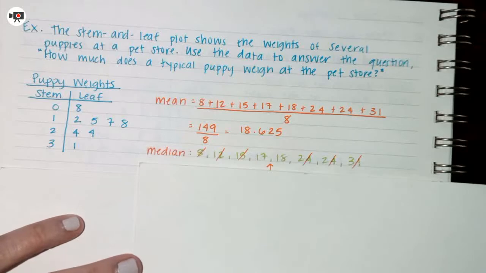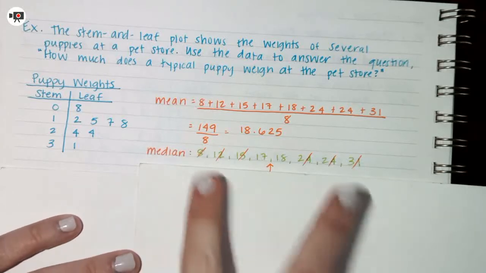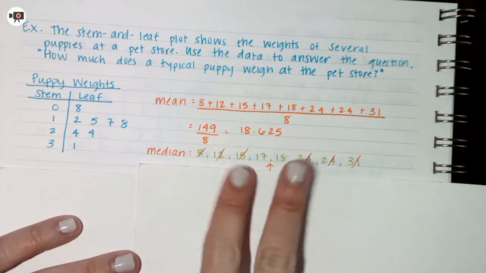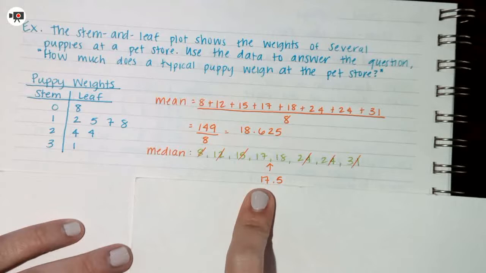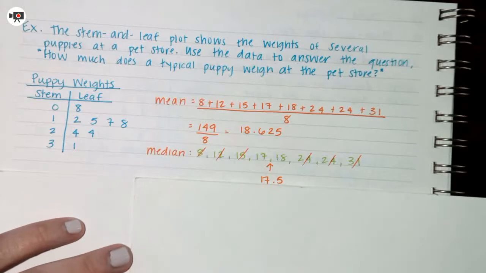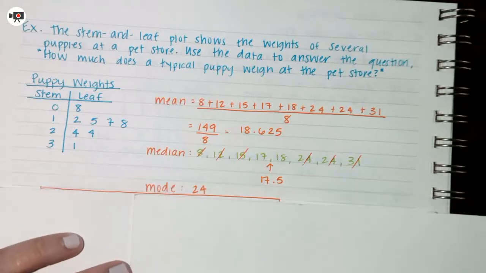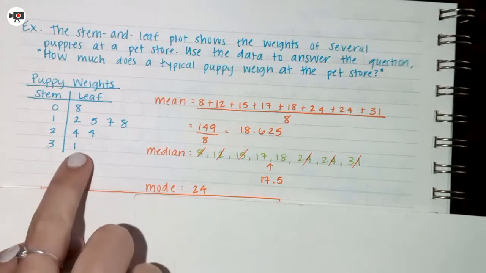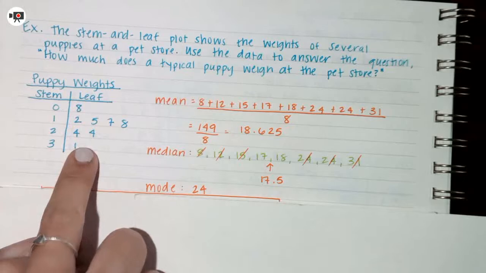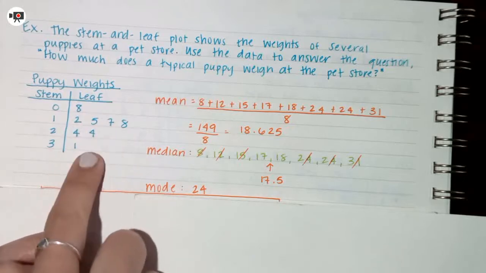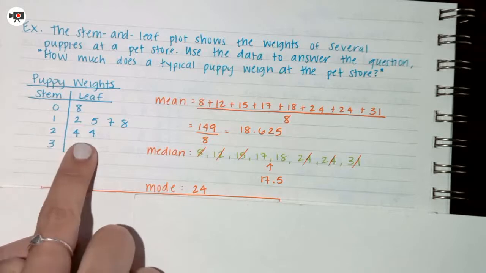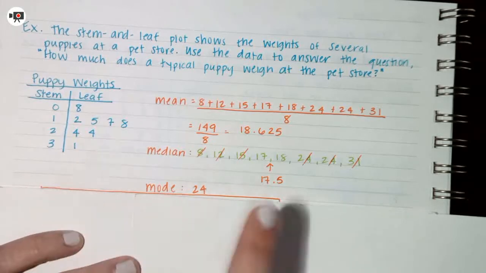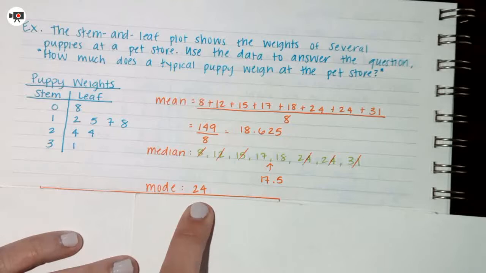The median is the number in the middle, so you need to cross off 1 on each side until you work your way to the middle, and we see that it's between 17 and 18, which is 17.5. Then the mode is whichever number appears most. So that means that I'd be looking in here for any repeats in the leaves. And I see that the 4s repeat, so that says we have a 24 and a 24. No others repeat, so 24 is the mode.